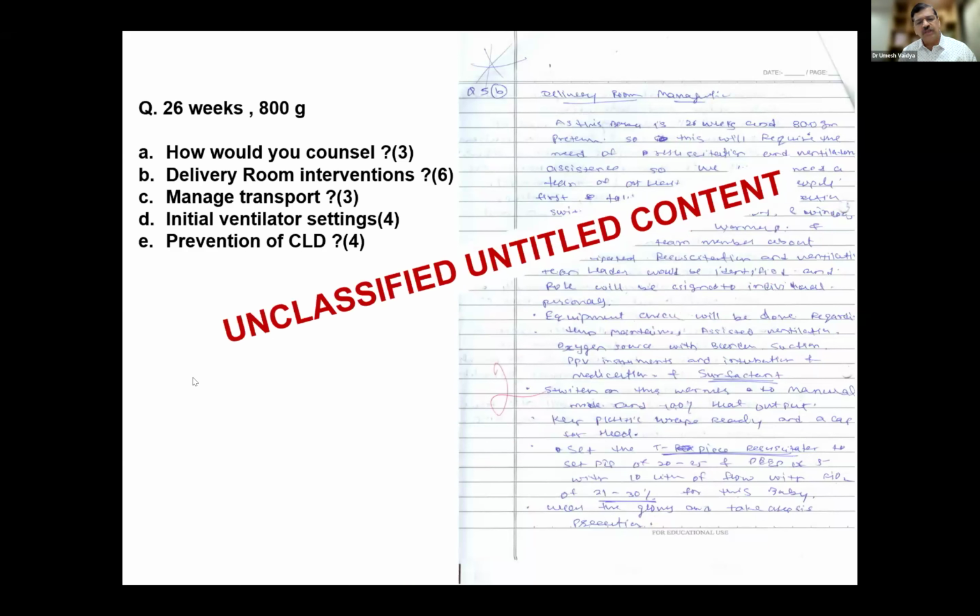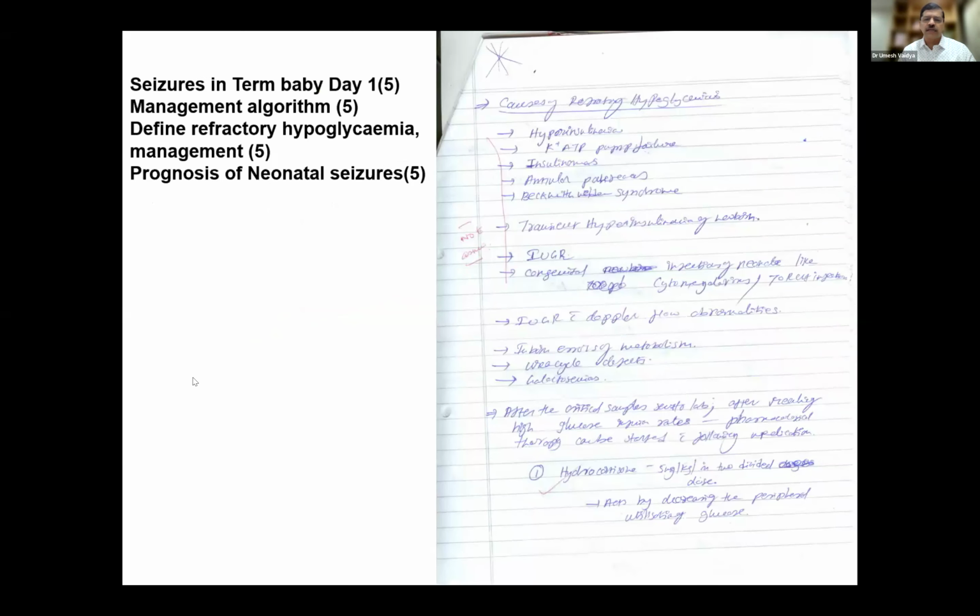If you've written everything together, then the examiner has to actually find out what exactly you've written where, and whether you've covered all the points. So do not have unclassified and untitled content in your theory paper. That makes it very difficult for us to correct.